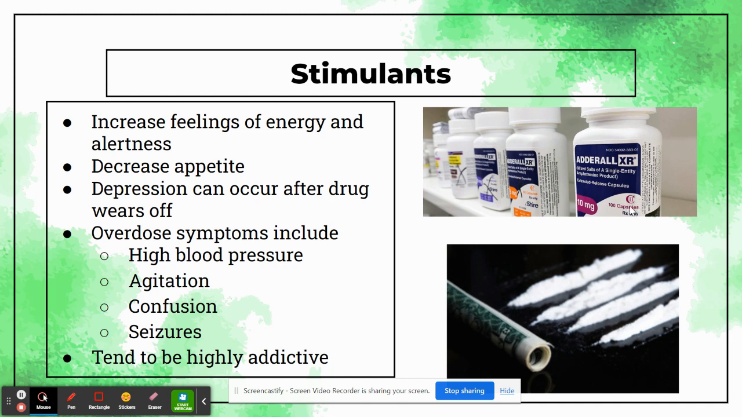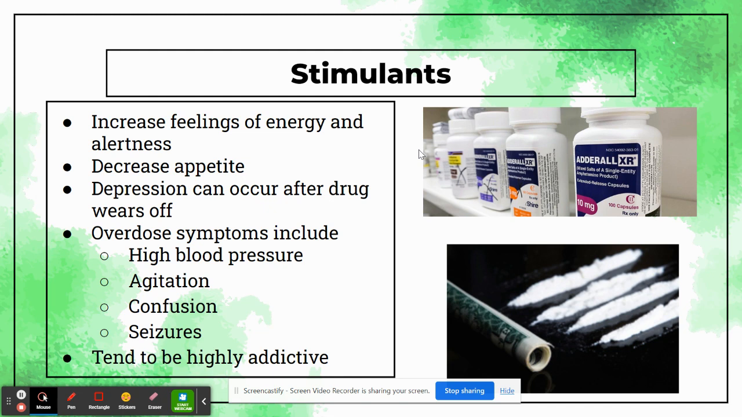But you'll also notice if you ever get a prescription for a stimulant that's Schedule II, these are very heavily controlled by the FDA. You can't just get refills on refills on refills of these. They're very heavily policed, I would say. What they do is essentially give someone the feeling of focus, more energy, alertness. They can help to decrease appetite. So a lot of people who take weight loss drugs, technically those are a stimulant.